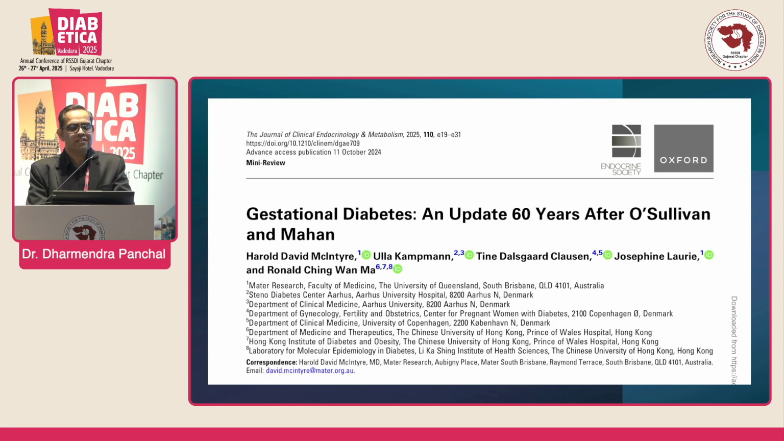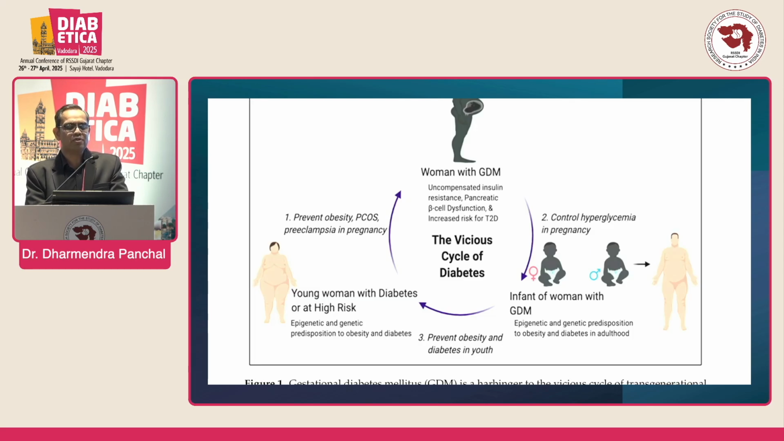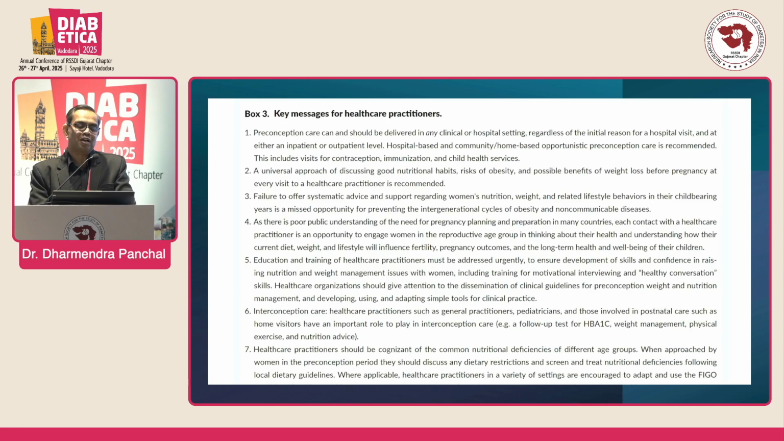from developing it. This is a beautiful article, published just recently in 2025, after 60 years of O'Sullivan and Mahan, regarding the development of gestational diabetes, and they also emphasize this vicious cycle of gestational diabetes, where if we are able to stop the progression, I think we can envision a future with a healthy generation. These are the recommendations given by FIGO for the prevention of gestational diabetes, to halt it earlier so that we can have a healthier future.